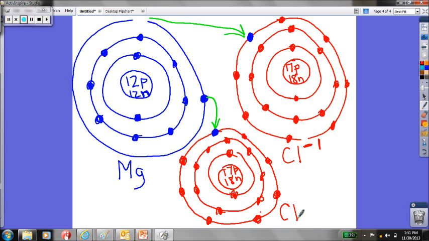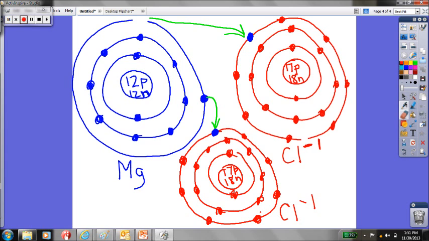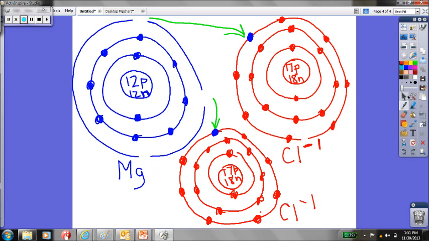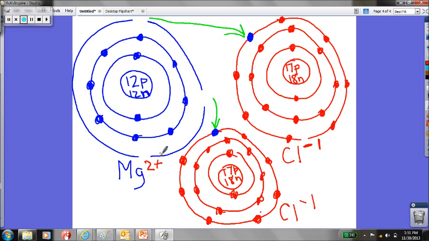So I have another chlorine. This one has a charge of -1. Now my magnesium, since it's lost 2 electrons, now has 2 more positive charges than it has negative charges. Whoops, using the wrong tool. This magnesium now has a charge of +2. And so now these ions are going to stick together because they have opposite charges, and opposite charges attract.